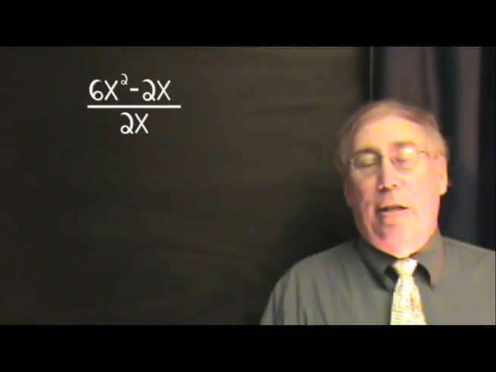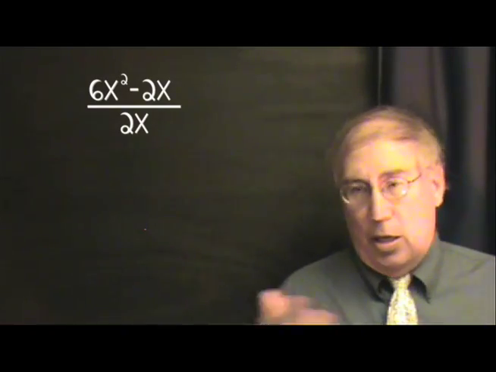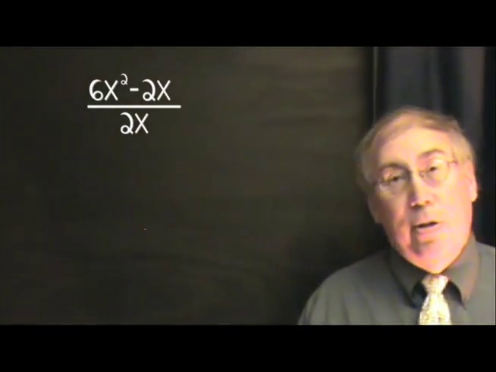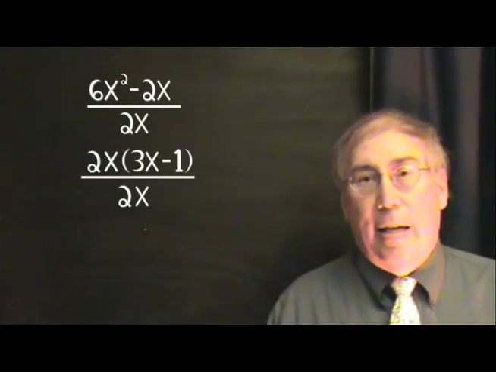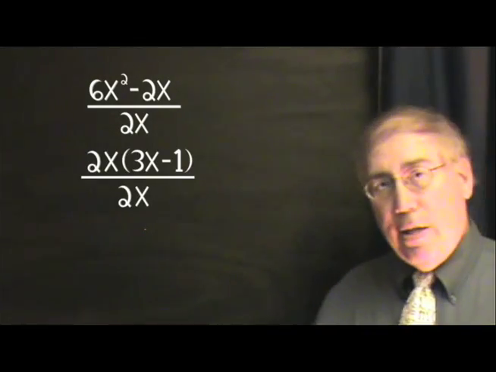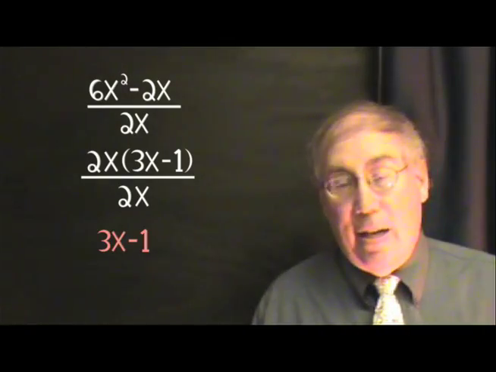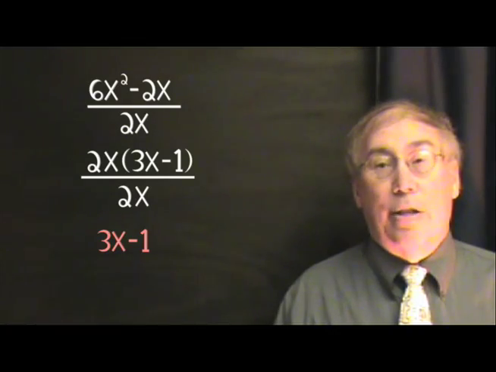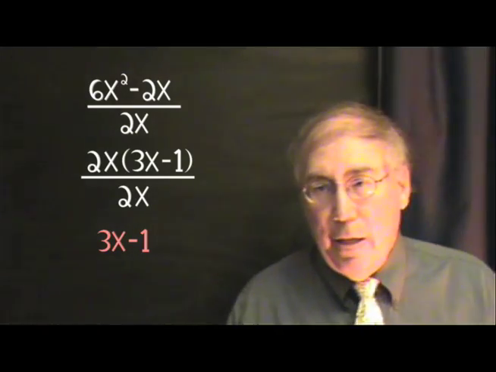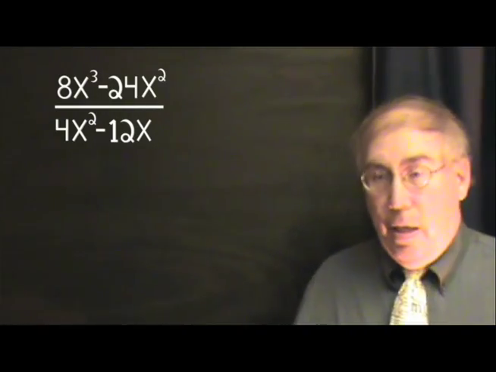Attack this just like you did the 40 over 10. In this case, the 2x, we can't factor it, but the numerator we can factor, and we can factor out a 2x. And now we have the same kind of situation as we did in the previous example. Instead of 10s canceling out, we got the 2x's that cancel out, and we'll get 3x minus 1. So let's use that idea for the next ones.